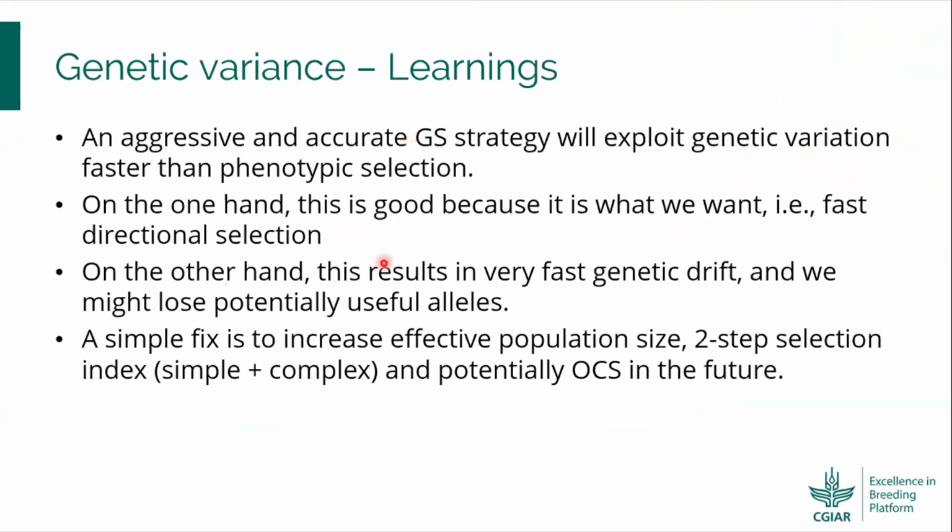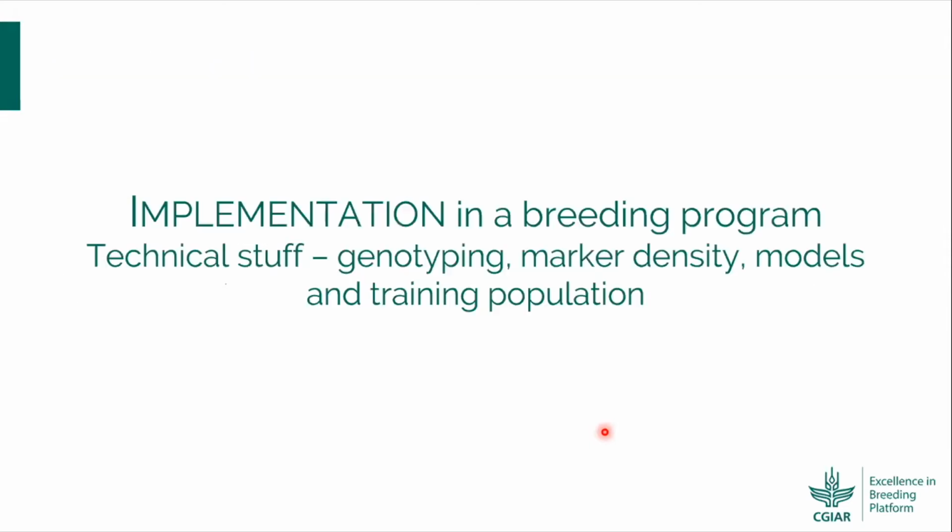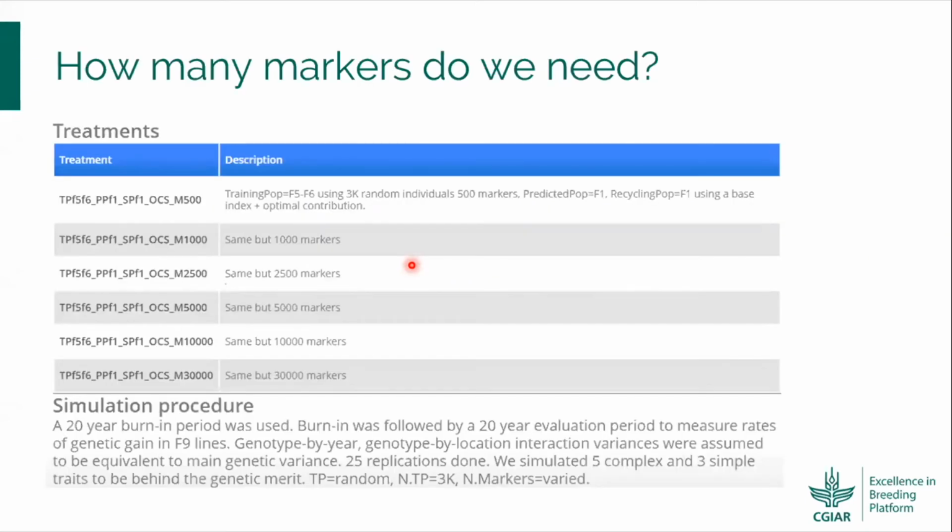And the genomic prediction approaches can be optimal contribution, but it can also be using things like genomic prediction of the crosses that can occur and that will bring more genetic variation in the next generation. Let's move to some of the technical part. Okay, what marker density do I use? What type of training population? What genotyping, etc.? Let's start with how many markers do we need?